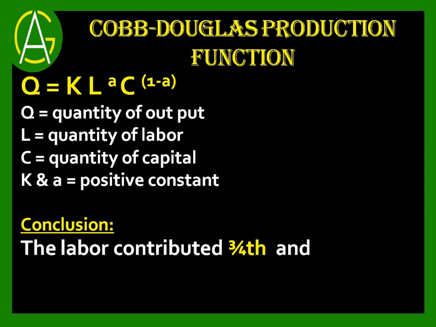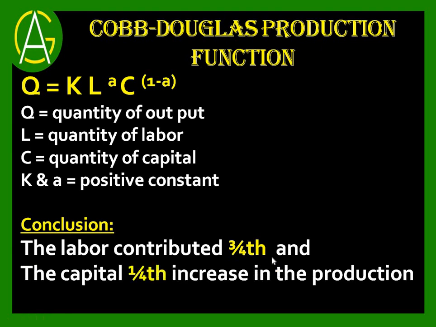They said that if we produce through this equation, the production will increase, and in that increased production, labor's contribution will be 3/4 and capital's contribution will be 1/4. It means that labor is more efficient as compared to capital. Labor is more efficient because it has contributed 3/4 of the increased production, and capital has contributed 1/4. So labor is more productive as compared to capital. This was the conclusion derived by Cobb and Douglas through this equation.